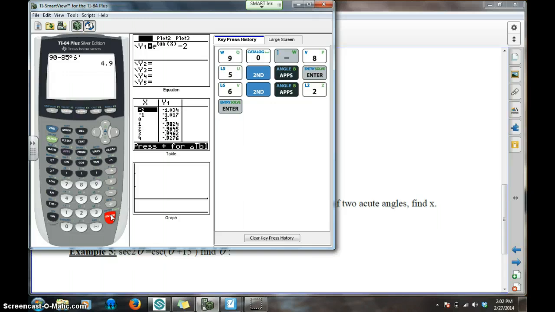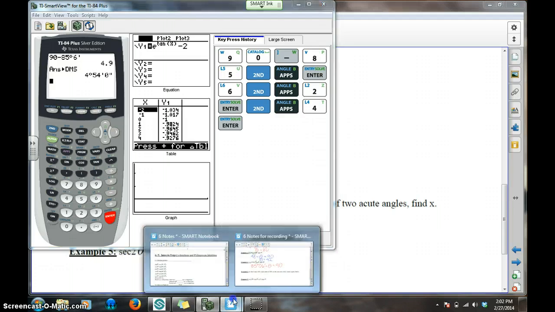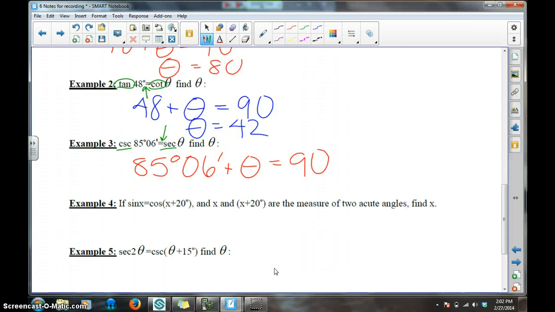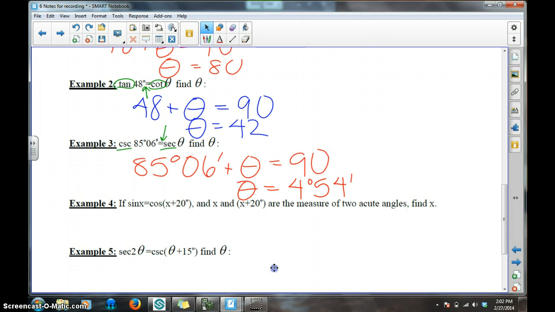So now what do I need to do? Second apps 4. I need to DMS it. So I'm going to second apps 4 that answer, and I'll get the correct answer, which is 454. Now, just frame of reference, that works. Theta is 454. But in my personal humble opinion, that was a whole lot of cotton picking buttons to push when I could have used third grade math.